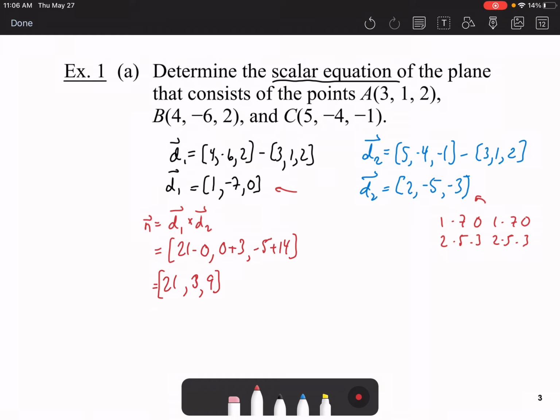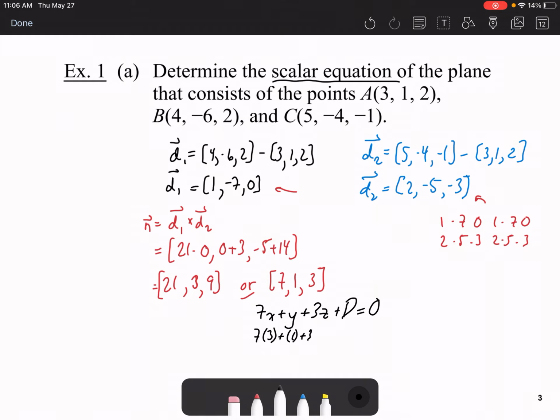What you might notice is another possible normal here, because all these numbers are multiples of 3, I can divide everything by 3, and another possible normal would be 7, 1, and 3. So now to figure out my equation, I start out with 7x plus 1y plus 3z plus an unknown value d equals 0. I choose any one of my points above to substitute in for x, y, and z. Doesn't matter which one I choose. They should all give the same result. And I solve for d.